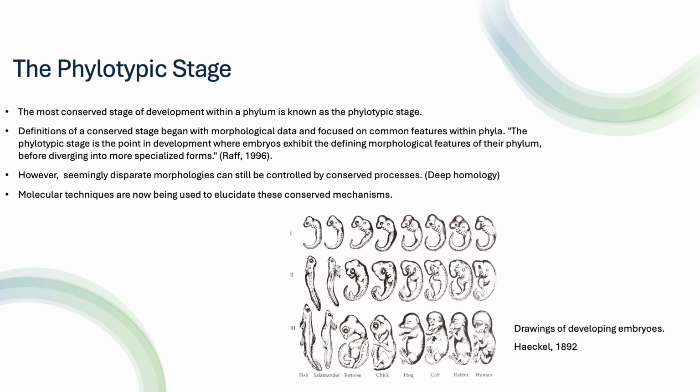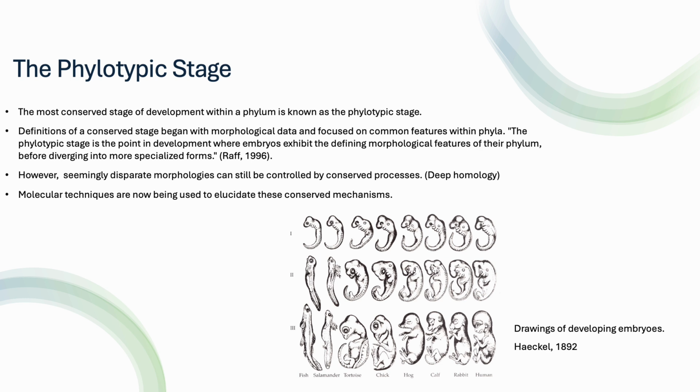This presentation will focus on the phylotypic stage. The phylotypic stage is a stage of embryonic development in which members of a phylum show the most similarity to each other. Early investigations into the similarity of embryos began with morphological studies. One early definition of the phylotypic stage is shown here. It reads, "The phylotypic stage is the point in development where embryos exhibit the defining morphological features of their phylum before diverging into a more specialized form."